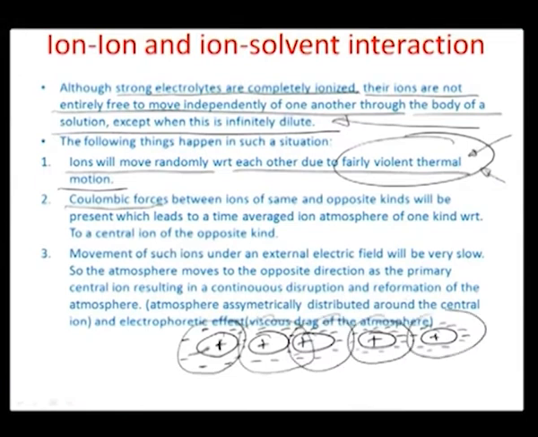So this kind of leads to a time-averaged ion atmosphere of one kind with respect to a central ion of the opposite kind.